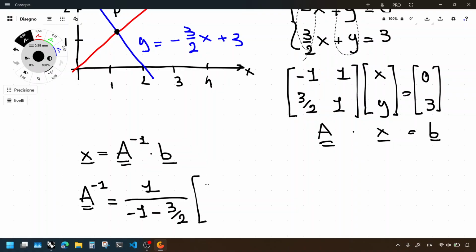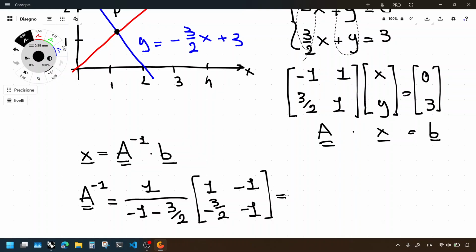And then we have the new matrix, which is we take these two and we swap them around, okay? So we write this one at the top and -1 right here. And then we take these ones, we leave them where they are, and we just change the sign. So this would be -1 and -3/2, okay? And then this is our inverse matrix.